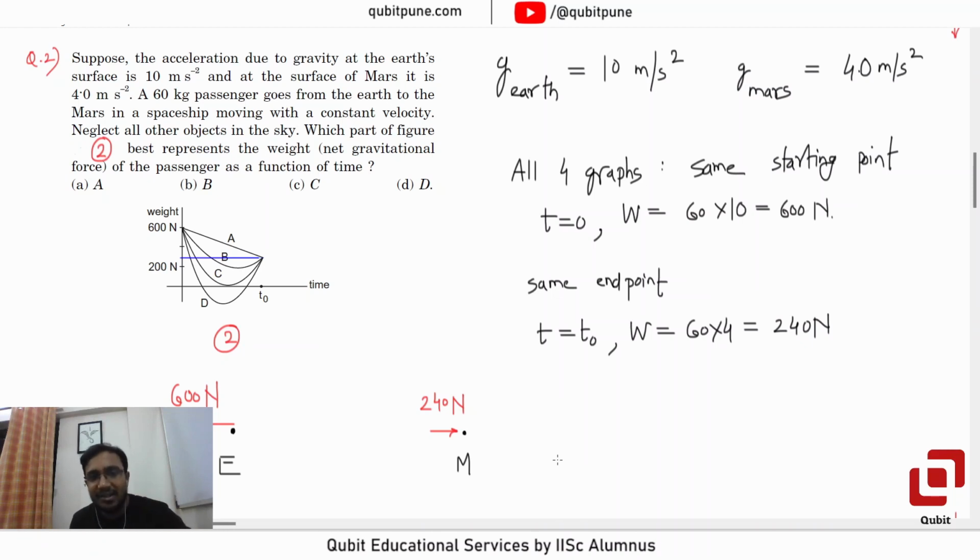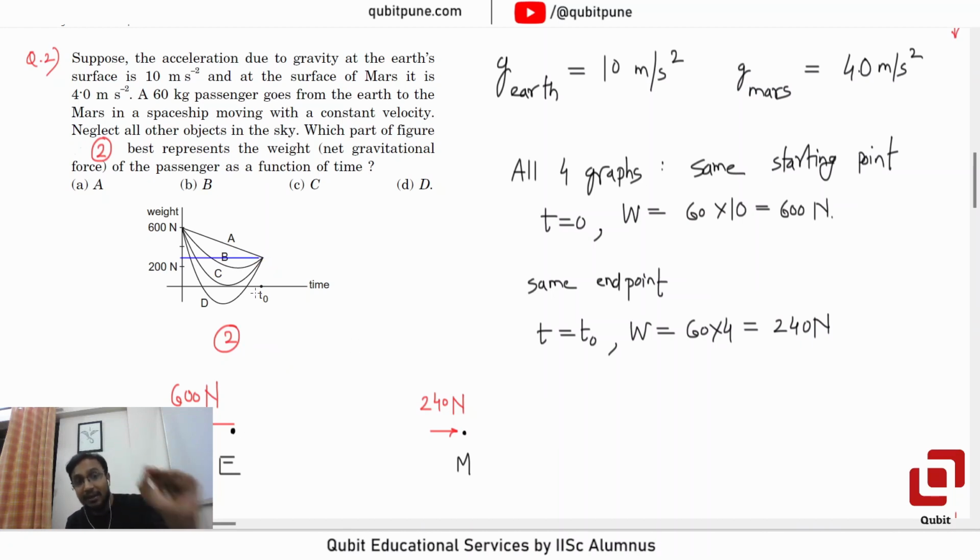My main point is this. If we decide to pay attention to the orientation of the weight vector, then this second point should have been somewhere below. Do you agree to this? Because of the difference in the directions of the forces. But it's not that. This point is still in the first quadrant.